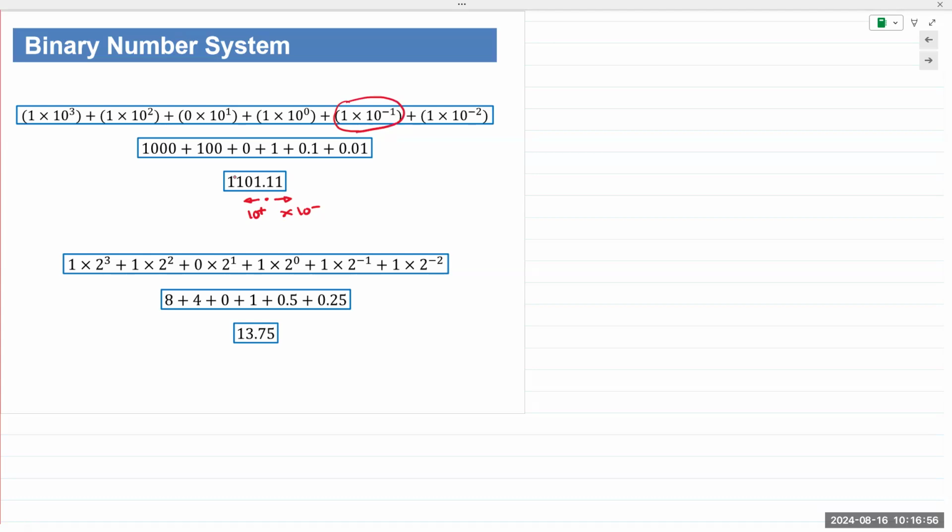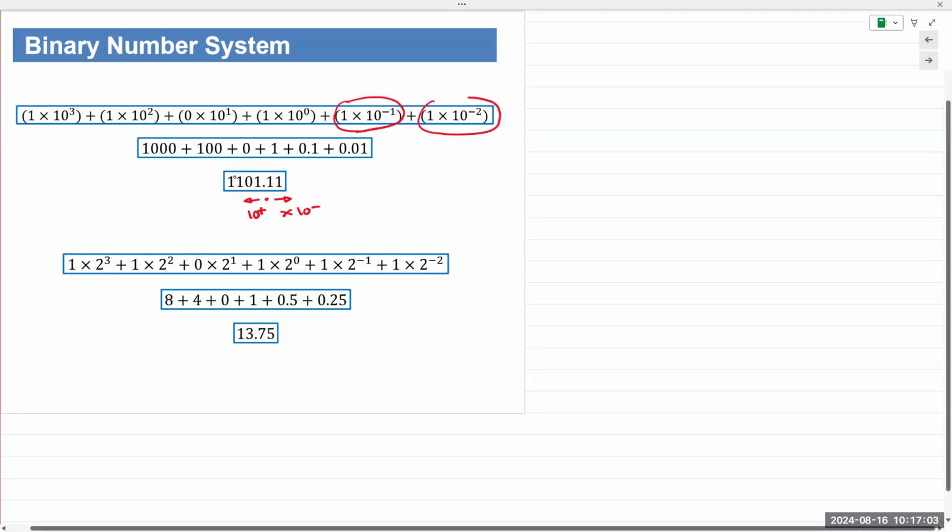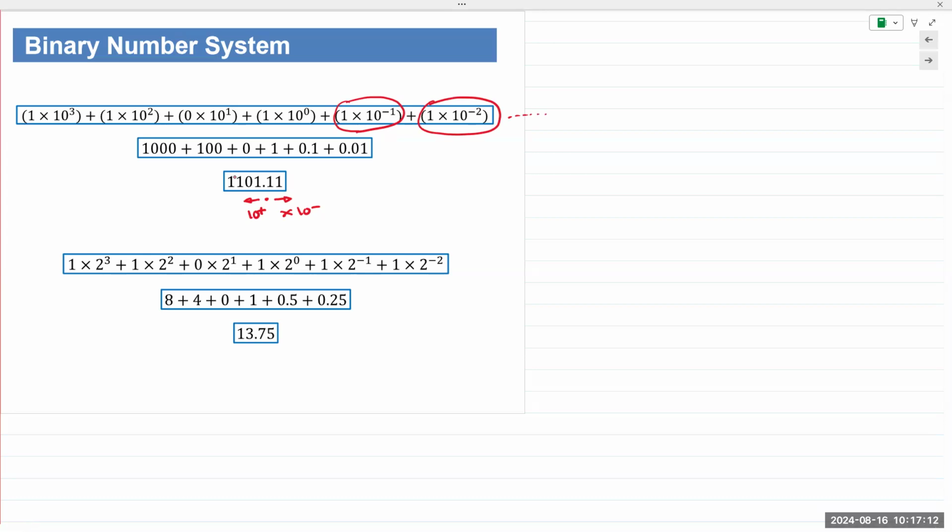The first decimal point towards the right, 10 raised to minus 1. Second decimal point towards the right, 10 raised to minus 2. And third decimal point would be 10 raised to minus 3. Fourth would be 10 raised to minus 4, so on and so forth. So those are the decimal points. Towards the left, you have a positive exponent, so it's 10 raised to 0, 10 raised to 1. The first digit place, of course, it's always raised to 0, so 10 raised to 0, 10 raised to 1, 10 raised to 2, 3, 4, and so on and so forth.